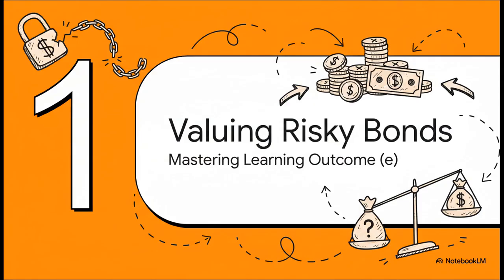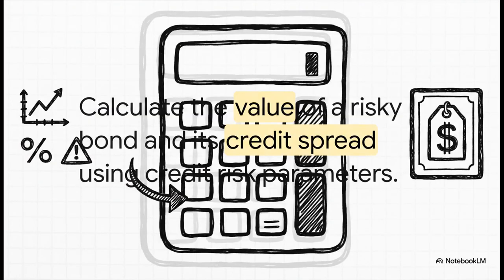Okay, first things first, we're jumping straight into the nitty-gritty. This is the core quantitative skill you need from this reading. Putting a fair price on a bond when you know there's a chance it might not pay you back. Let's get to it. This right here is our mission for this section. You've absolutely got to have this calculation down cold. It's a classic exam question.